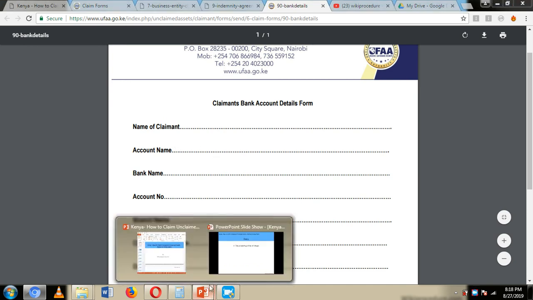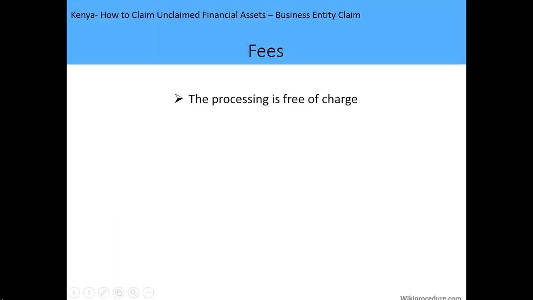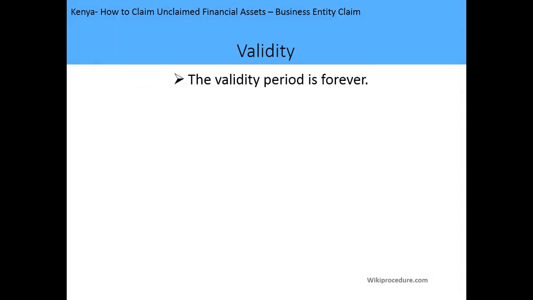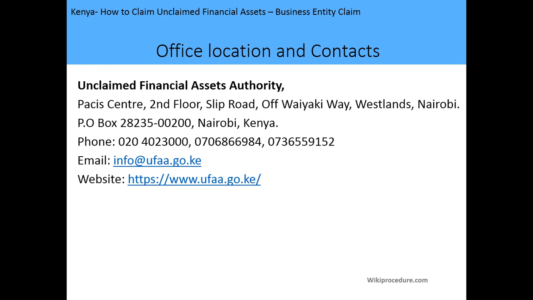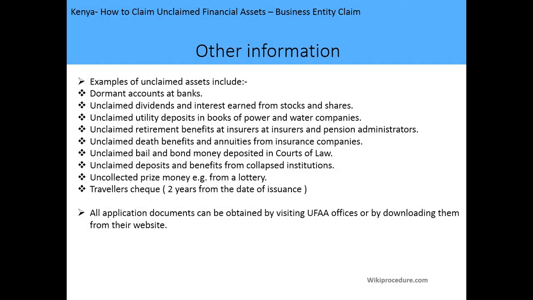After that, you're only supposed to submit it to the UFAA offices, and after a period of 90 days the claimant will be contacted to collect the funds, or the funds will be sent. No fee is charged for this process, and the validity period is forever. Processing time is 90 days. The Unclaimed Financial Assets Authority offices are off Waiyaki Way, Westlands, Nairobi, and you can visit them through the website www.ufaa.go.ke.